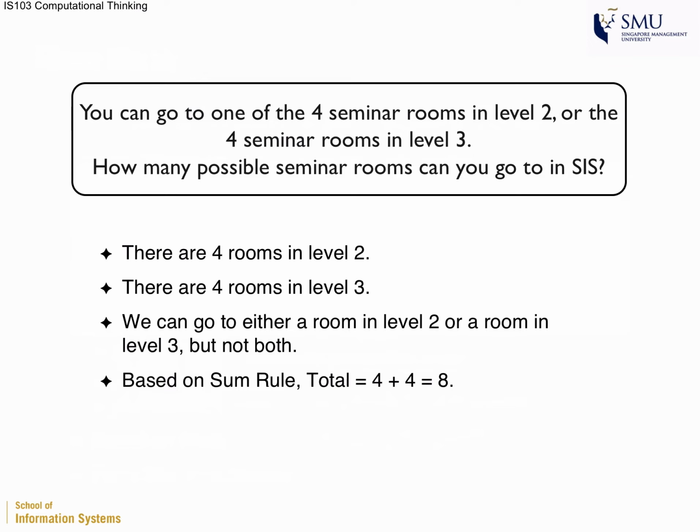So how many possible rooms can you go to? In this case, it's 4 plus 4, because we are going to go to either a room in level 2 or a room in level 3, but not both of them at the same time. So based on the sum rule, it's 4 plus 4 equals 8.